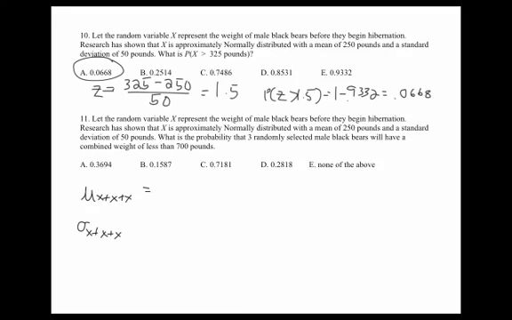So for the mean, it's no big deal. It would be 250 plus 250 plus 250, which is 750. But for the standard deviation, we need to make the old standard deviation a variance by squaring it. And then we have 50 squared plus 50 squared plus 50 squared. And then we need to take the square root because I want to get back to a standard deviation. So my standard deviation should be 86.6.